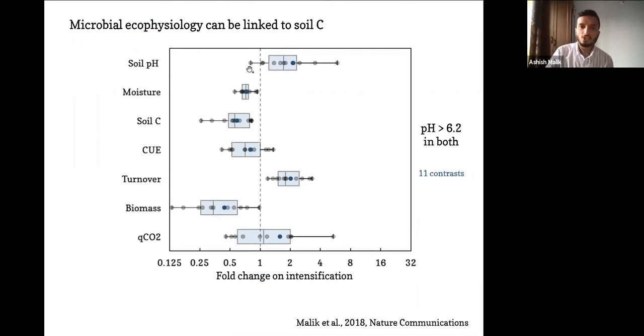So soil pH goes up on intensification, and this is often the case. Moisture goes down because soils lose their aggregate structure. On intensification, soil carbon is lost. Carbon use efficiency usually goes down. So we have lower carbon use efficiency in these intensive systems. Turnover rate tends to be higher, so they are growing really fast. Biomass decreases on intensification, and biomass-specific respiration tends to remain the same or increase on intensification.